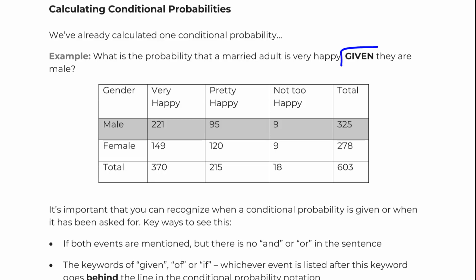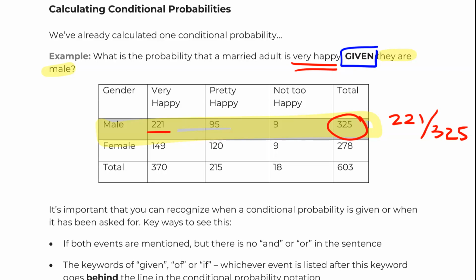The biggest keyword, which I tend to use a lot so that it's super obvious, is "given." If we have "given," that means we know that they are male. Given they are male, we know that we are in this category. These are the only people we care about. This is our whole, our total. And then we're looking at the event, very happy, which is the thing we actually care about. So our calculation here would be the 221 out of that 325.